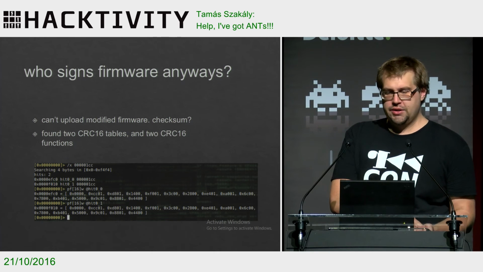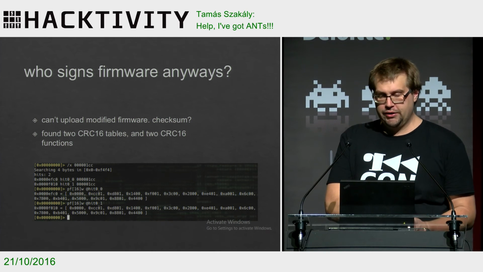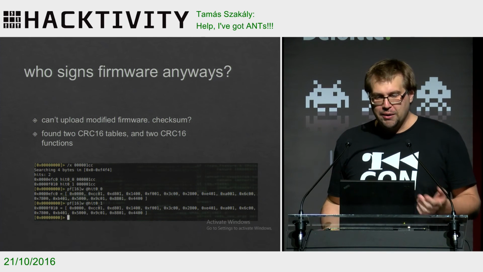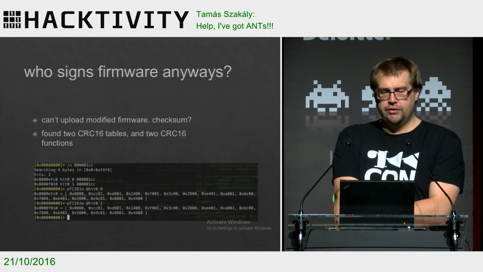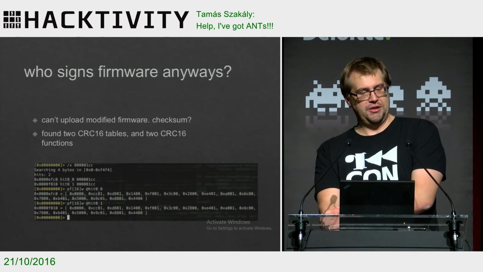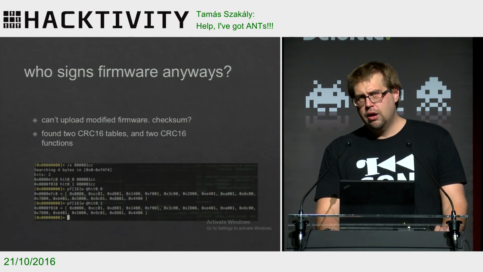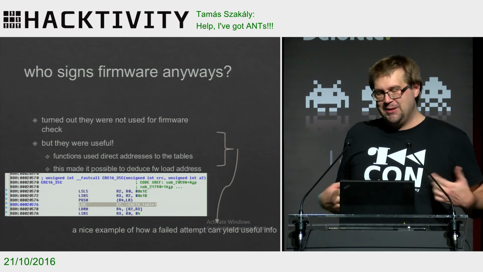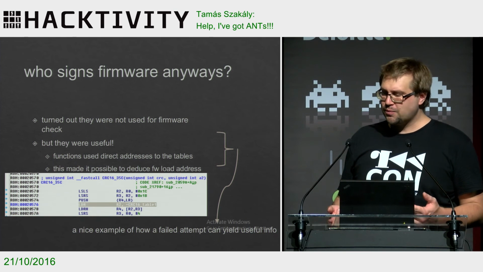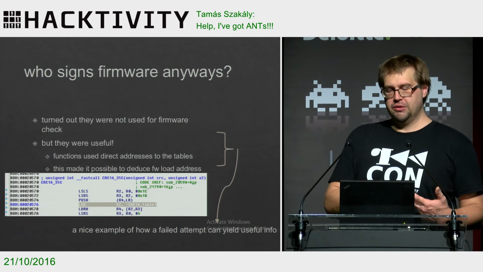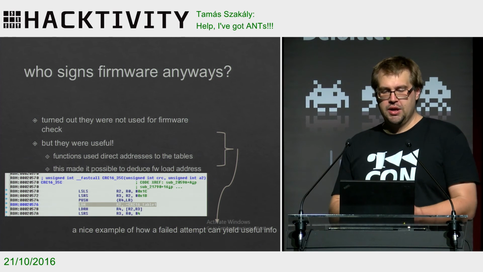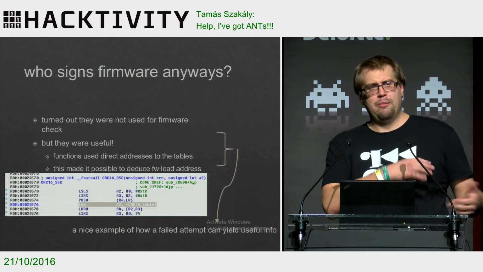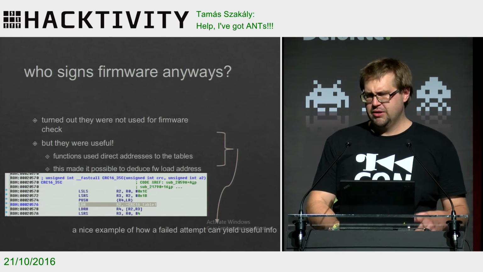I've tried modifying firmwares and uploading them to the devices, but it did not work. So it was obvious that there is some integrity checking. So I started looking around in the firmwares and found two CRC16 tables and also two CRC16 function implementations in, I think it was the VivoFit binary. It turned out that CRC16 was not the algorithm used for checking the firmware, but finding these was still useful because the functions used direct addresses to the CRC16 tables, and this made it possible to deduce what address the firmware is loaded. So it's a nice example of how some failed paths can lead to useful information. It happens a lot in hacking, I think.